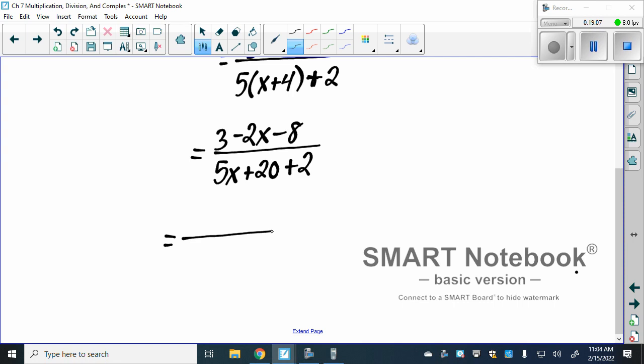In the numerator, we do have the negative 2x, because there's no other x terms. And the only real like terms are 3 and negative 8. And 3 minus 8 is negative 5. In the denominator, well, we'll have the 5x. And 20 plus 2 is plus 22.